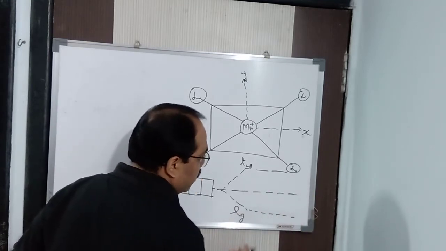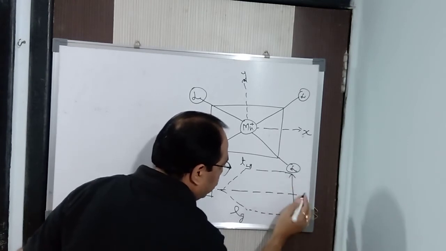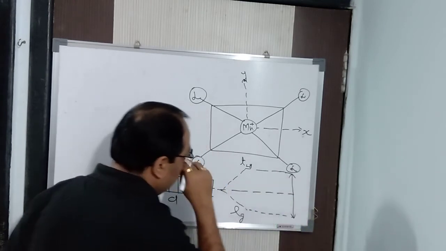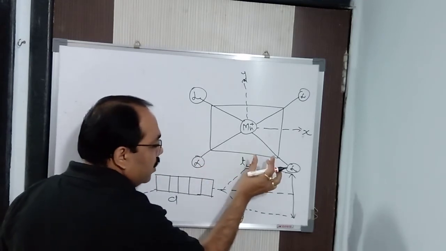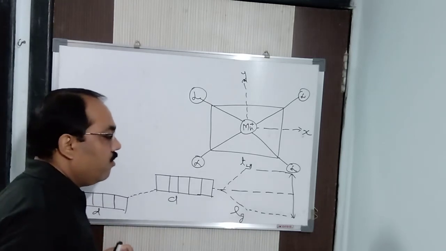Barycentre. Here what you find is that in case of tetrahedral, this is your CFSE. This is your T2G, that is dxy, dyz, dxz. And this is your EG, that is dx square minus y square and dz square.